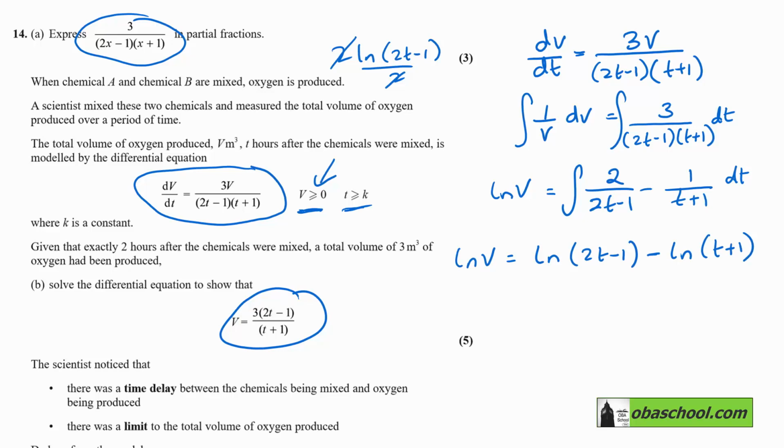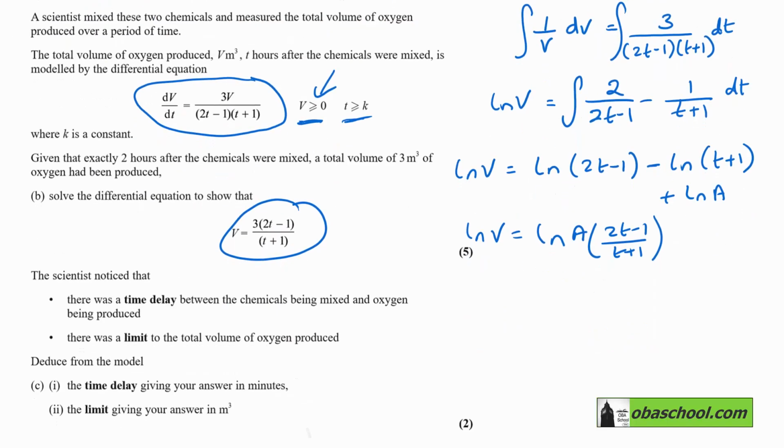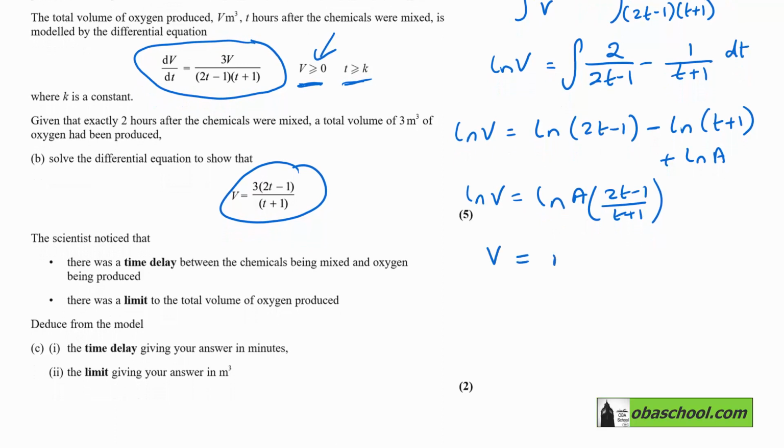But what I like to do in this situation is write my constant as ln A instead of plus c. Since we've got all logs here, that is going to be ln V using log laws. So we've got the subtraction log law, which will give me (2t take away 1) over (t plus 1), and the addition log law, which will move the A inside here. And since we have that, we can ignore the logs. And then we just get A(2t take away 1) over (t plus 1).